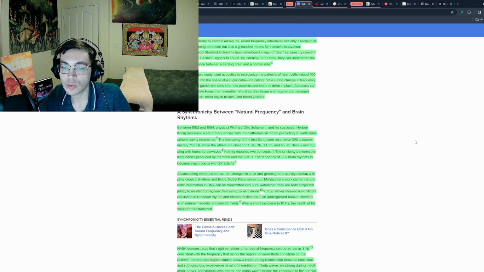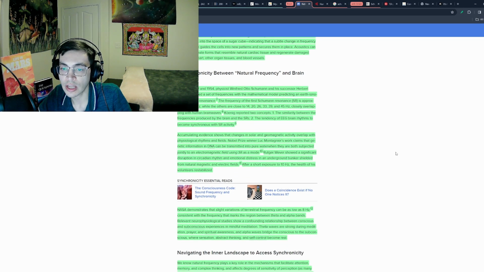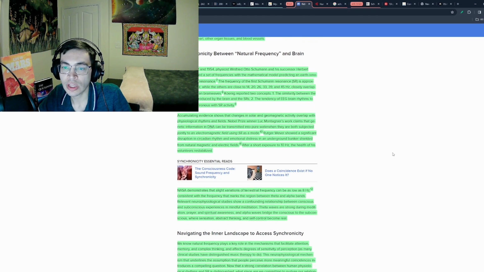One similarity between the frequencies produced by the brain and the Schumann resonances is the tendency of the EEG rhythms to become synchronous with Schumann resonance activity. The accumulating evidence shows that changes in solar and geomagnetic activity could overlap with physiological rhythms and fields.